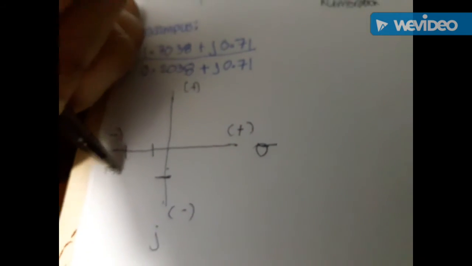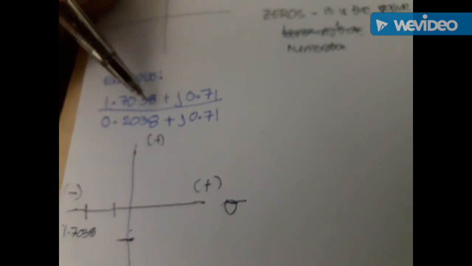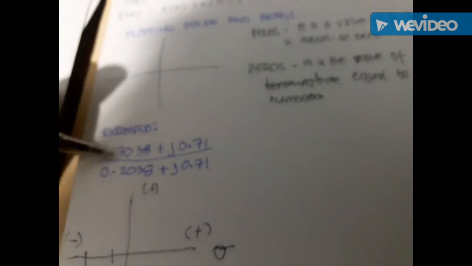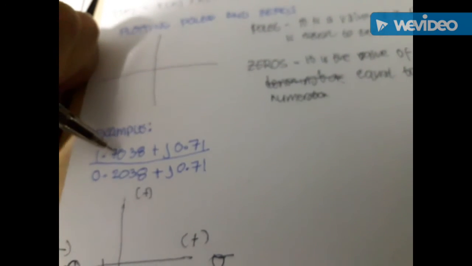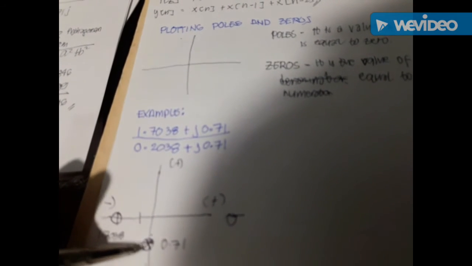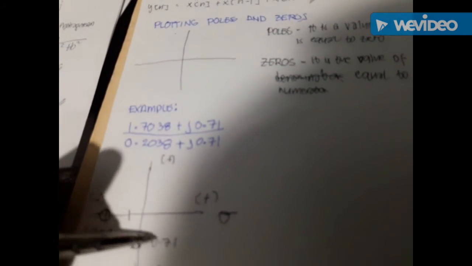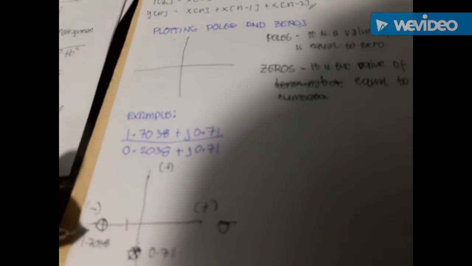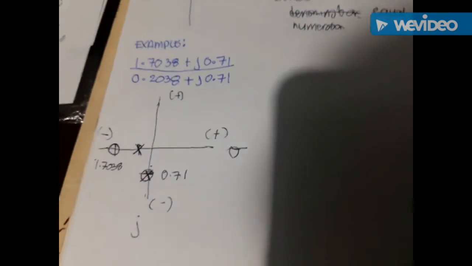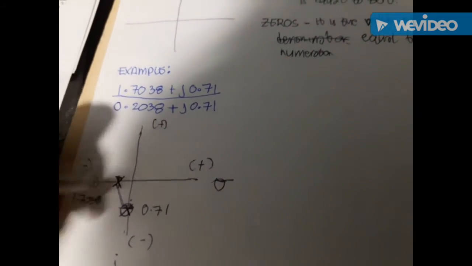So this is 1.7038. Then we are given a j, or imaginary part, of 0.71. This is a 0 since it is part of the numerator, and 0.71 is part of the denominator. As with the denominator, we have a 0.71 on the imaginary part. So it is poles and zero. This 0.71 is composed of poles and zero. And the real part is 0.2038, so we place it here. And don't forget, it is a pole. So wrapping it up will result in this.